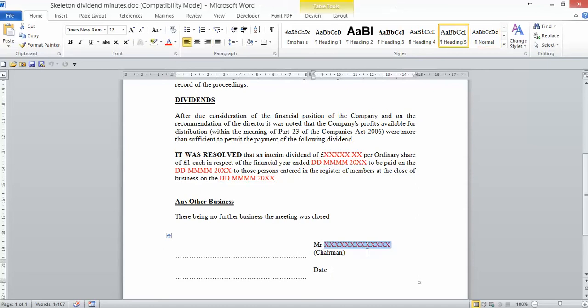Any other business, and there being no further business the meeting was closed, and then you just put in there the name of the chairman, so again Mr. John Smith. You can either print that for your records or you can put a date in there and PDF it and keep it for your records.